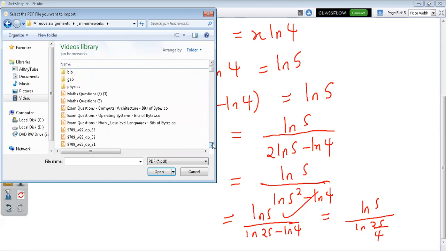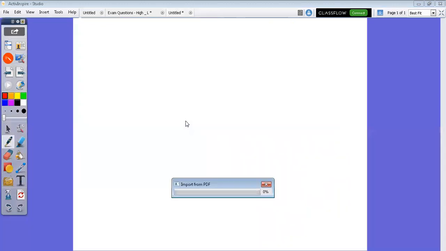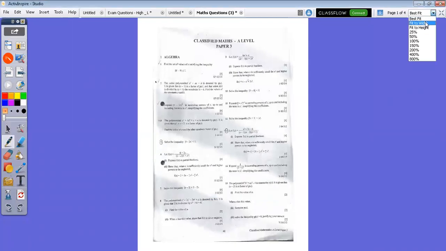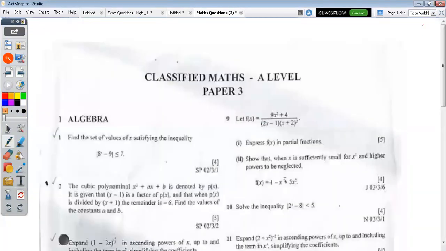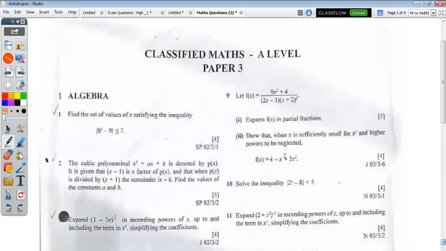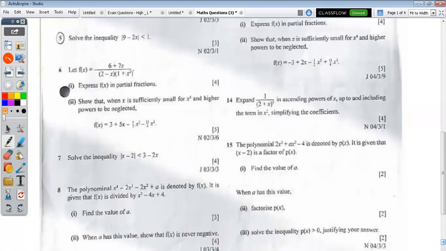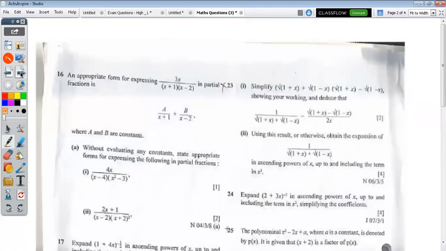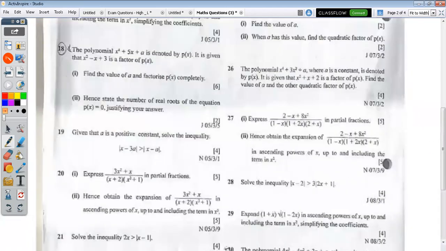So just take the A-level maths paper that I sent you. This is the paper here with so many questions. We're going to try certain questions on logarithms. So the section on logarithms is what you're interested in. Logarithms.